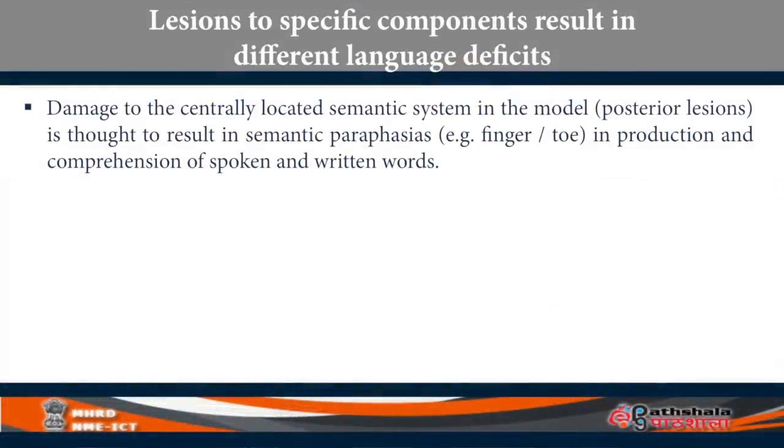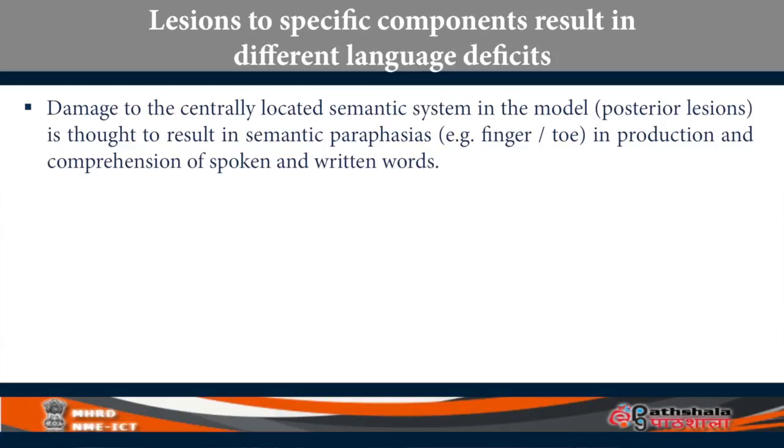So then what is this lesion deficit correlation? Based on such understanding about language processing, how is this method working? Basically what they say is, damage to any of these boxes. Suppose the centrally located semantic system is damaged. Now the idea is to prove that in people where the semantic system is damaged, they will produce semantic paraphasias.